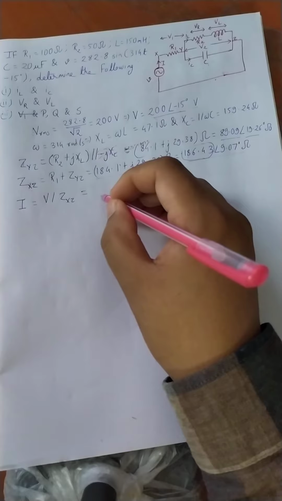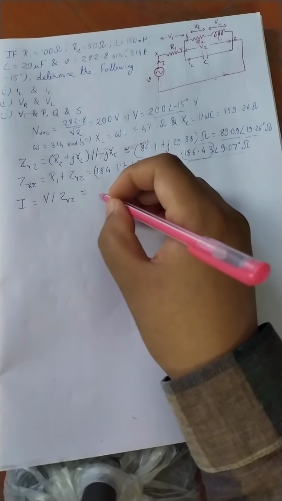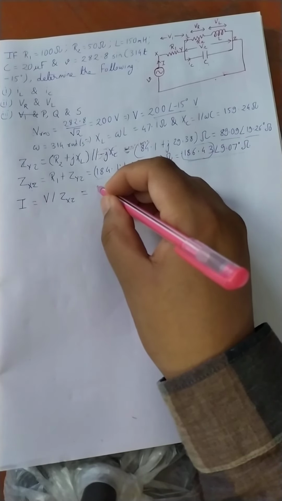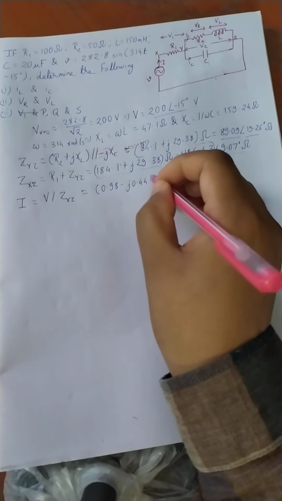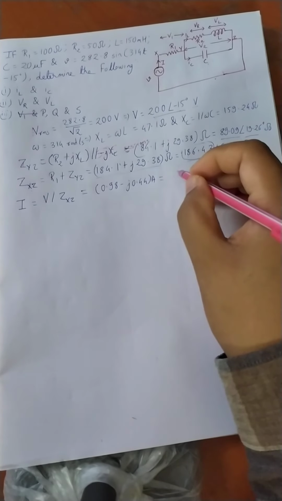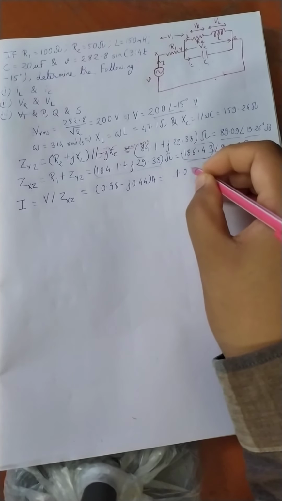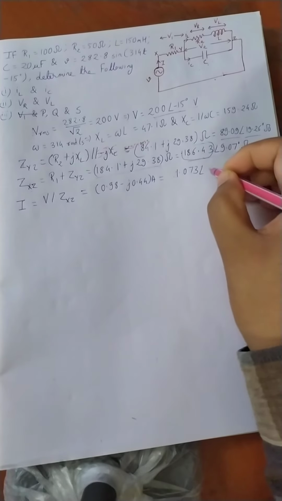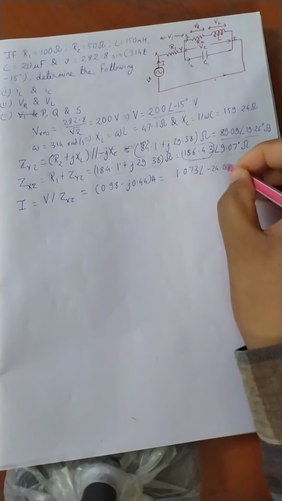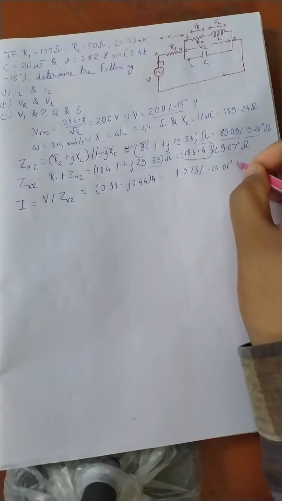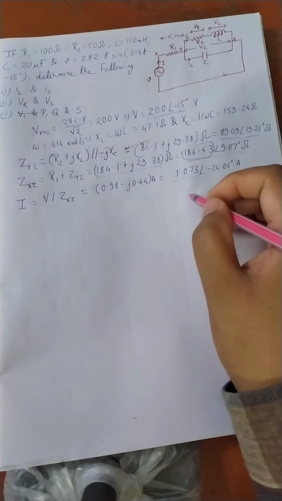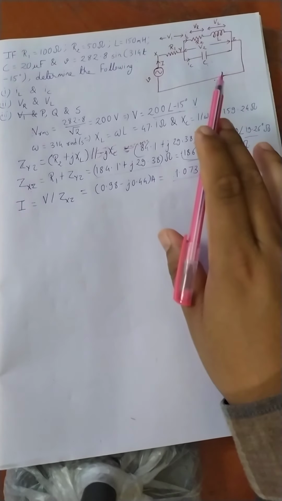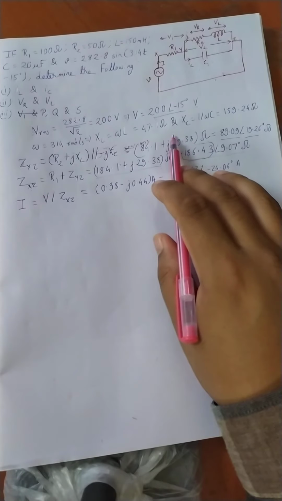Now simplifying them, what we are going to get is this I will be equal to 0.98 minus j 0.44 ampere, or it would be 1.073 angle minus 24.06 degree ampere. So effectively we can call this the RMS value of current that is actually drawn from the supply to deliver to everything in this particular load.